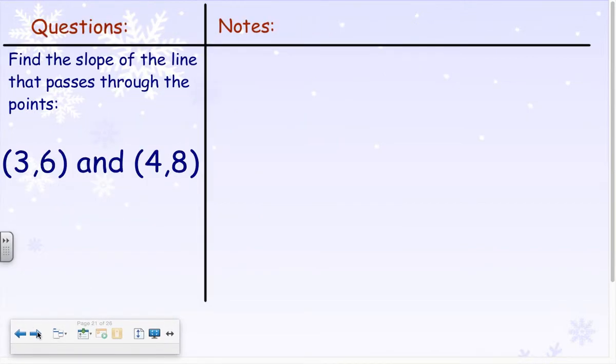Find the slope of the line that passes through the points. On every single problem in this lesson, we're going to use our slope formula to find the slope between the 2 points. With our ordered pairs, we're always going to have 2 ordered pairs. You have to have 2 ordered pairs to be able to find the slope. We'll start by labeling them.